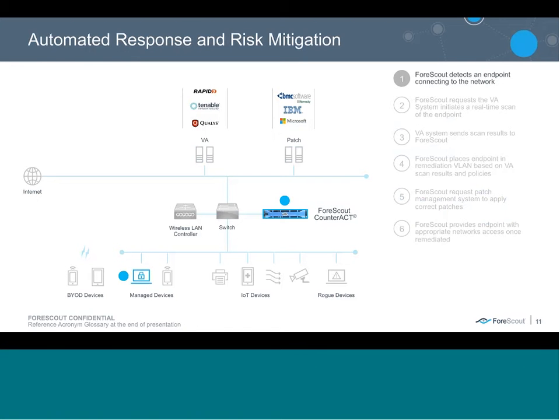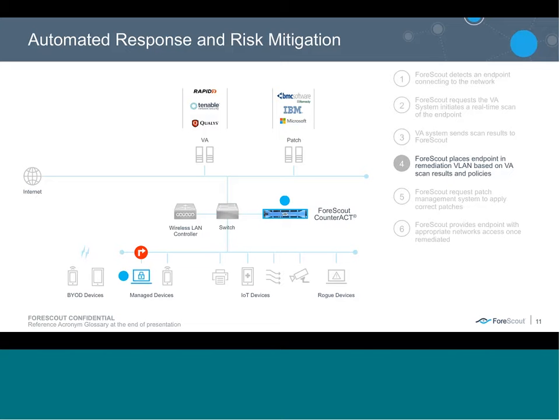So ForeScout detects an endpoint connecting to the network. Sounds familiar, right? They all basically start the same way. ForeScout requests a real-time scan of the endpoint. Scan results go back to ForeScout. This time, ForeScout places the endpoint in a remediation VLAN. You may have heard of it as a quarantine VLAN, but it places it in isolation based on the scan results and the policies that have been created within that environment.